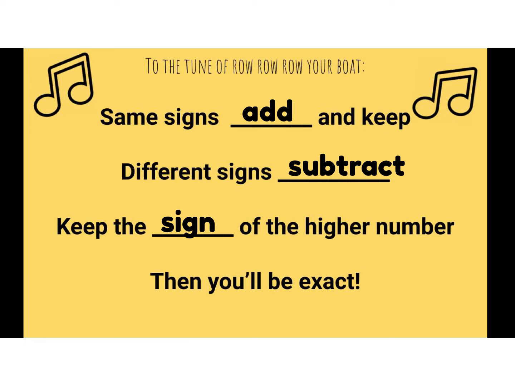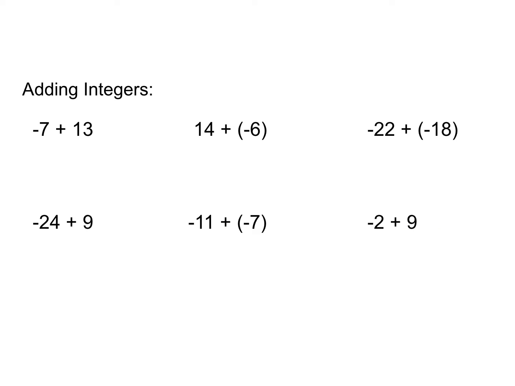Let's apply the song. So, the song says, same signs add and keep. That is, if both of the numbers are positive, that would be the same sign. Or if both of the numbers were negative, that would be the same sign. So think of it as adding a bunch of pluses together, or adding a bunch of minuses together. You're going to just add those numbers and keep them either pluses or keep them minuses because they're all the same. Different signs would mean some things would cancel out, and we'll draw some pictures to see how that works.